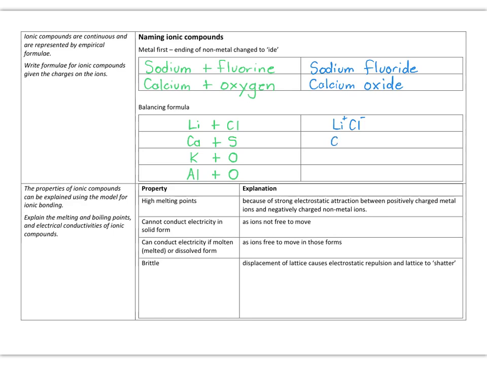However, if we had calcium, which is in group 2, so it forms a 2+, and then sulfur, which is in group 6, so it wants 2 electrons, forms a 2-.